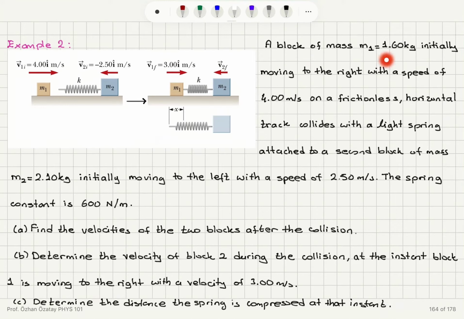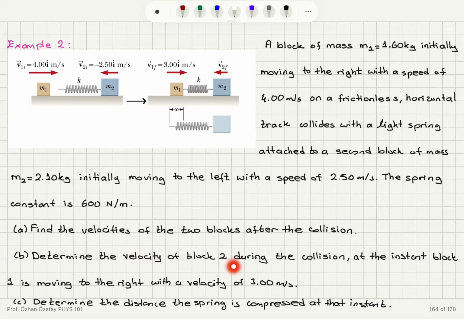A block of mass m1, 1.6 kilograms, initially moving to the right with a speed of 4 meters per second on a frictionless horizontal track, collides with a light spring attached to a second block of mass m2, 2.1 kilograms, initially moving to the left with a speed of 2.5 meters per second. The spring constant is 600 newtons per meter. So m1 is moving to the right, m2 together with this spring moving to the left. Find the velocities of the two blocks after the collision.